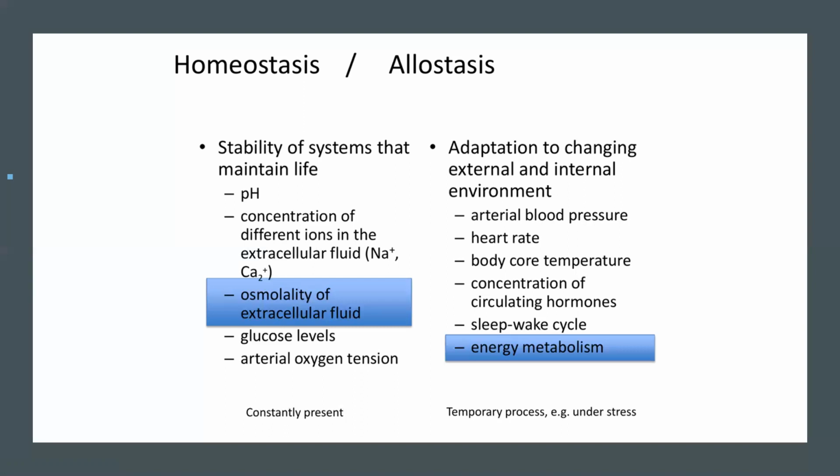We also look at heart rate and our body's core temperature as other indicators of how we're adapting to a disease state. There'll also be evidence of this when we look at the concentration of circulating hormones and how the patient is being impacted in terms of their sleep-wake cycle and also with their energy metabolism. Now, it's important to remember that homeostasis is constantly present, where allostasis is a temporary process and it occurs under stress.